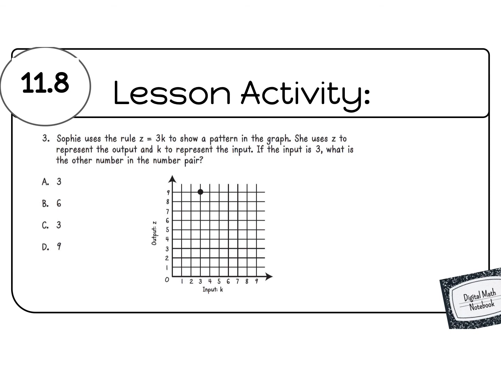In today's lesson activity, it says, Sophie uses the rule Z equals 3K. Remember that when numbers are touching, it multiplies, so 3 times K, to show a pattern in the graph. She uses Z to represent the output and K to represent the input. If the input is 3, what is the other number in her pair? So we know that the input is 3, and we know that Z equals 3K.